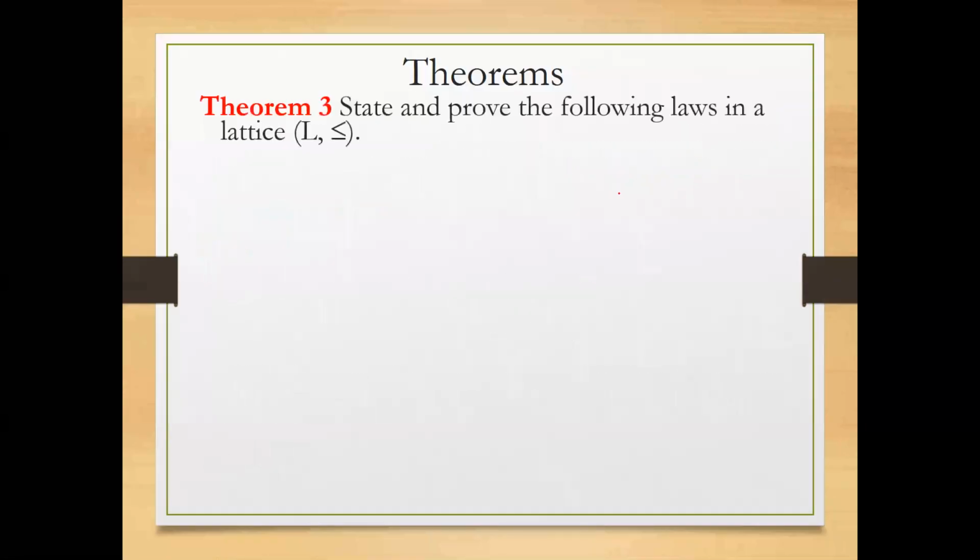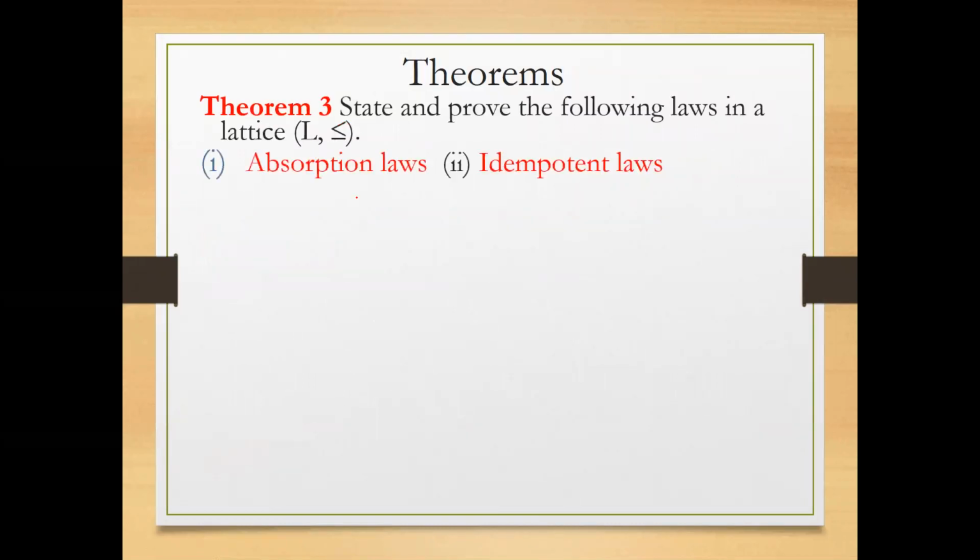Next is theorem number 3. State and prove the following laws in a lattice. The names of the laws are absorption law, idempotent law, and commutative law. In this theorem, we will prove these three laws: absorption, idempotent, and commutative.